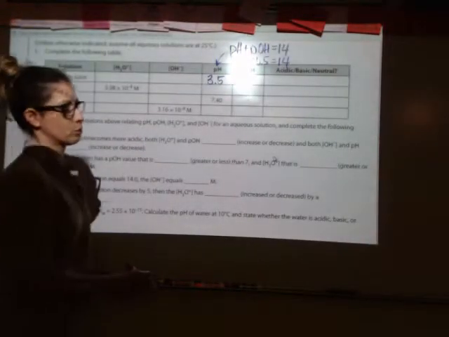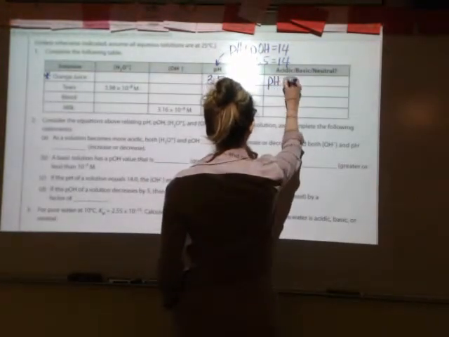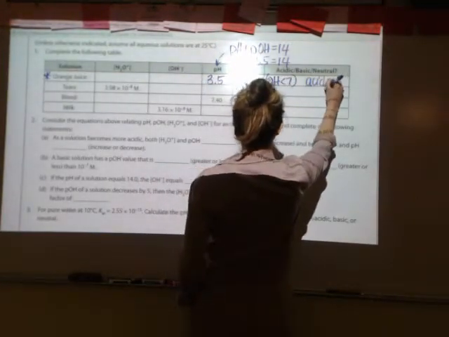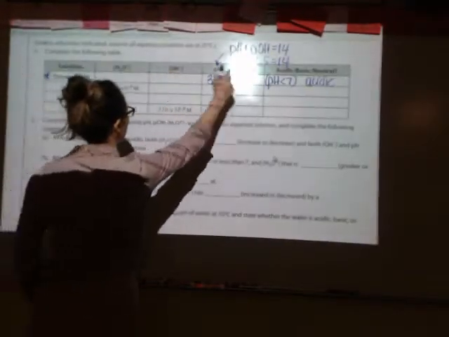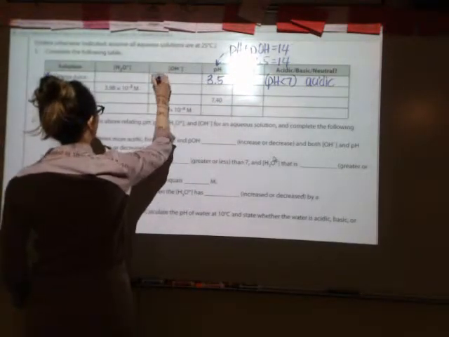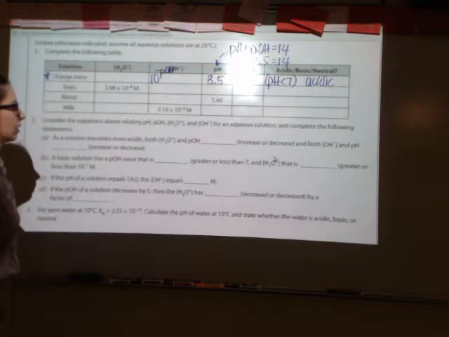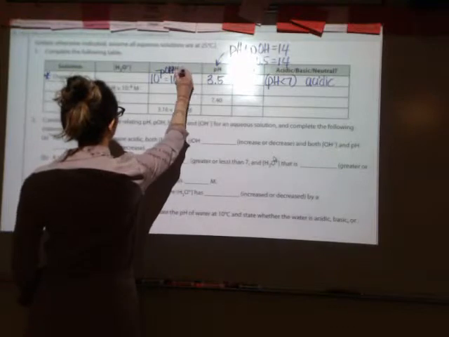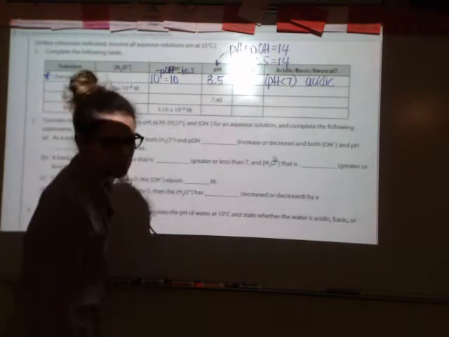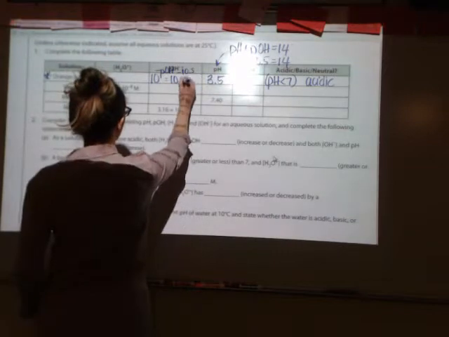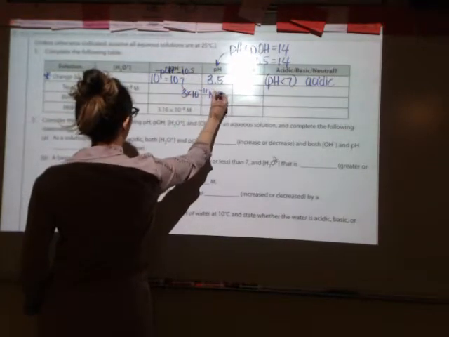When my pH is less than 7, what kind of solution do I have? Acidic. Okay. If I want to calculate my hydroxide ion concentration, I just need my pOH, because 10 to the negative pOH is the hydroxide ion concentration. So 10 to the negative 10.5 is 3.16, so 3 times 10 to the negative 11th. I rounded. So 3 times 10 to the negative 11th is the concentration for the hydroxide ions.